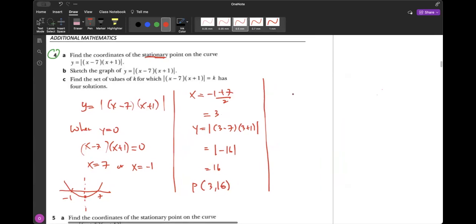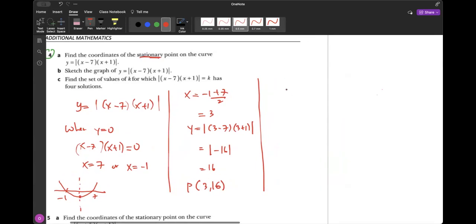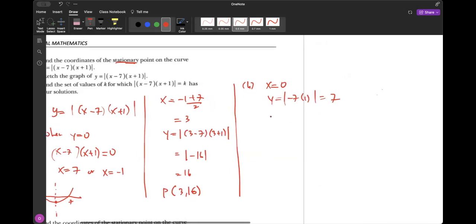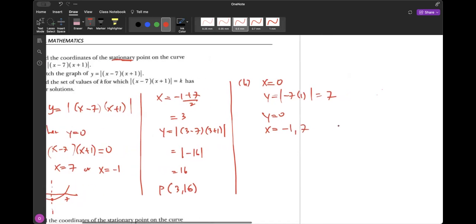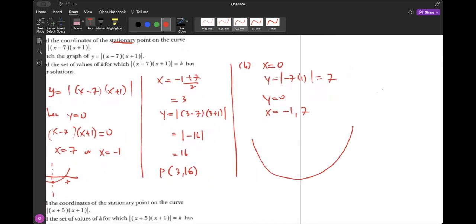Okay, let's come back here again. Let's check whether your graph is correct or not, because we already have these two things. You just need to find the y value when x is 0. The value is -7 times 1, and then with the modulus, it is 7. And at y equals 0, we already know the values are -1 and 7. So originally the graph looked like this, with 1 point here and 1 point here.